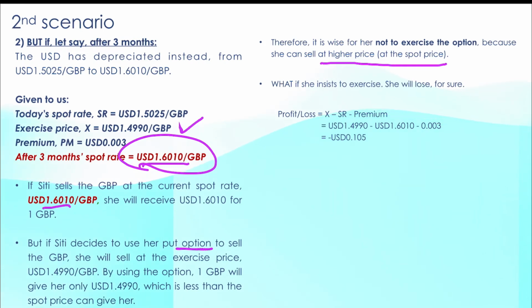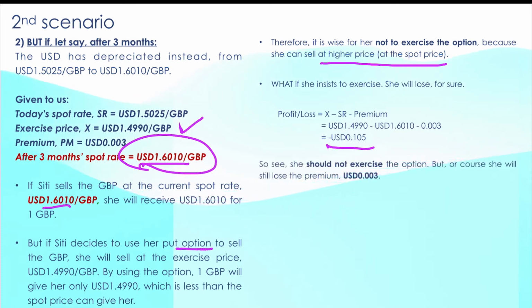What if she insists to exercise? She will lose for sure. For example, to calculate the profit or loss, if Citi exercises the option, she will lose 0.105. So she should not exercise the option, but of course she will lose the premium.